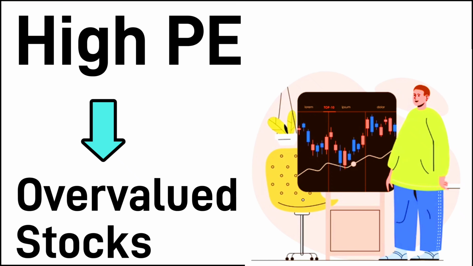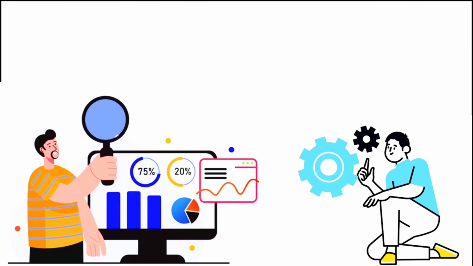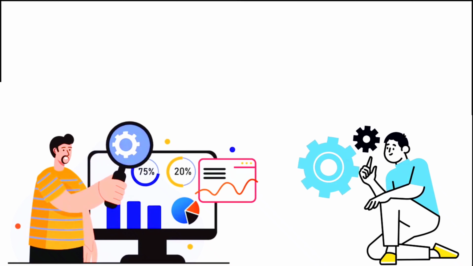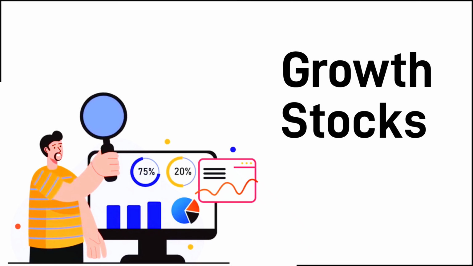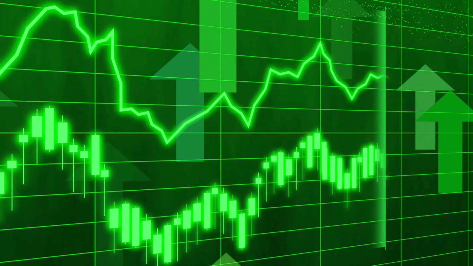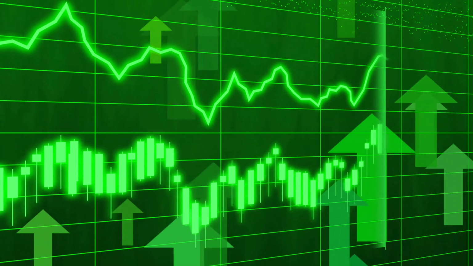Guys, stocks with high PE ratio are considered as overvalued, but yeah, it's not necessary. Sometimes companies with high price to earning ratio are often considered to be growth stocks, and investors have high expectations for future earnings growth and are willing to pay more for them.